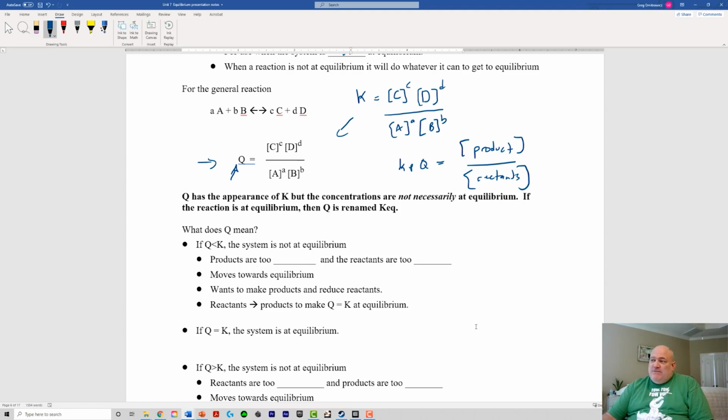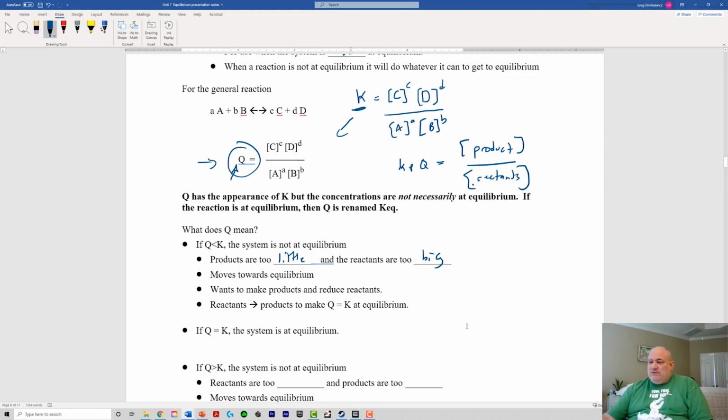Now, if I compare these two and my Q is less than K, what that means is that my Q has less products than it does reactants. In other words, the products are too little and the reactants are too big. And every reaction always moves to equilibrium, so since we don't have enough products, we're going to move towards the products to get to equilibrium.